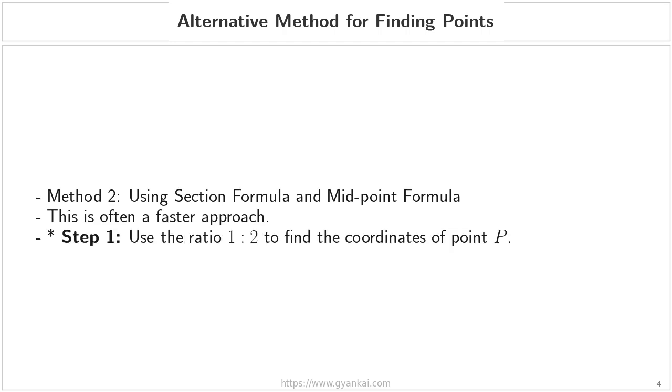Here is how you would execute this approach. In step 1, you do exactly what we planned in the previous method. You use the ratio of 1:2 to find the coordinates of our first point, point P.